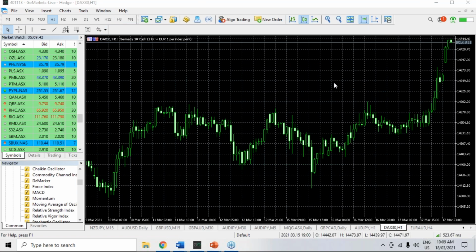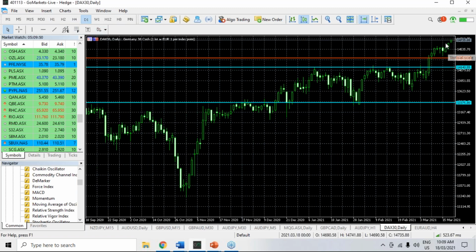DAX moving ever higher. Expect a big move. It's already been priced in to some degree. We'll look at the daily chart. You can sort of see there was the level we thought was interesting last time we looked at the DAX. And of course, it smashed through that with a vengeance, continues to be at record highs.